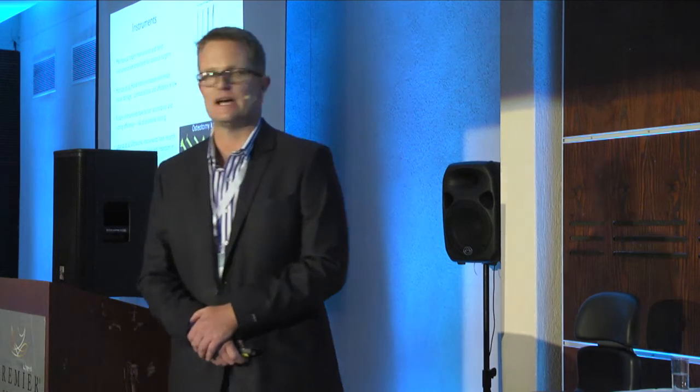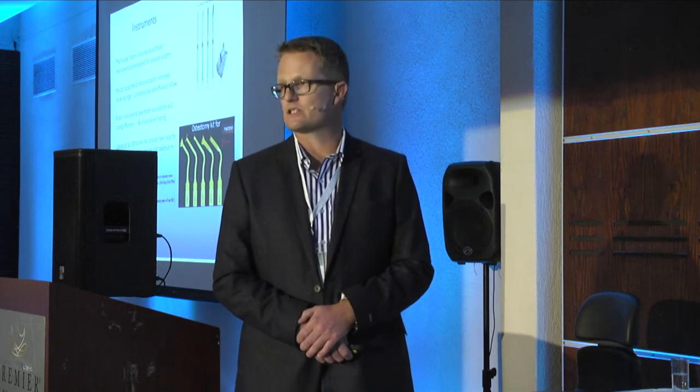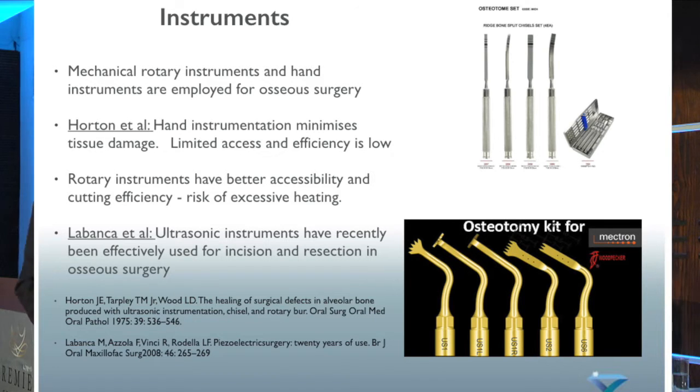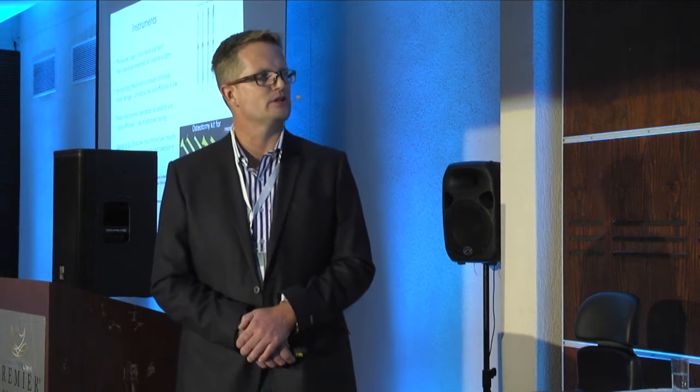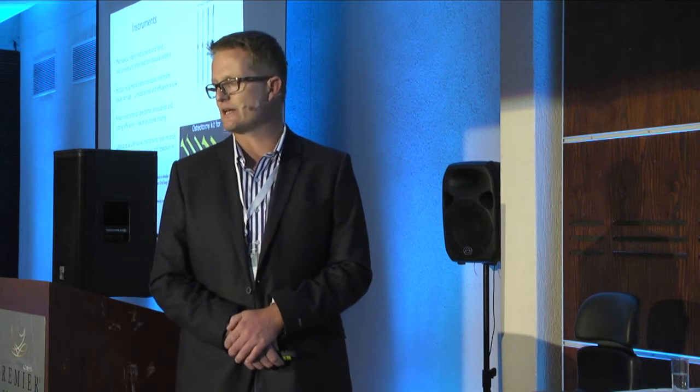So instruments that we can use for crown lengthening procedures: the mechanical rotary instruments with open flap are still considered the gold standard, but there's also some chance of thermal damage to the surrounding tissue. Other instruments that we can use are hand instruments. They minimize tissue damage, but there's limited access and the efficiency is quite low. And the third technique that we can use for osteotomies is ultrasonic instruments. They're also effective for incisions and also resection of osseous tissues.